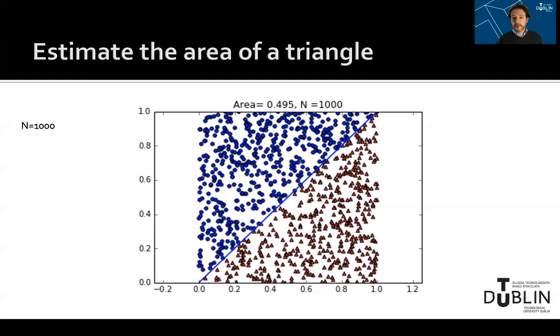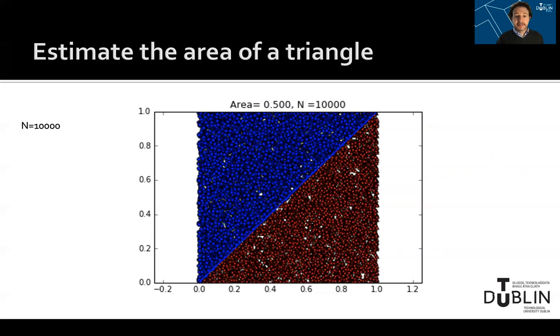We do 1,000 darts. 495 of them landed in here. The others landed here. So the area is 495 divided by 1,000. So that's our area. Now let's do it for 10,000. And when we get to 10,000, the area tells us it's a half. We knew the answer was a half, but now we did it by just using random numbers.